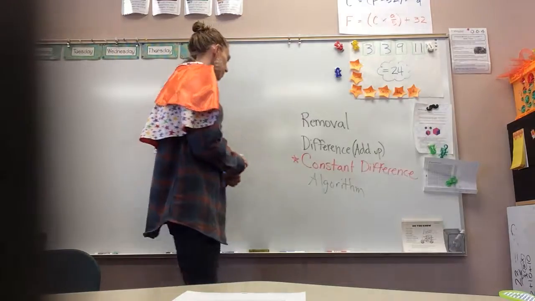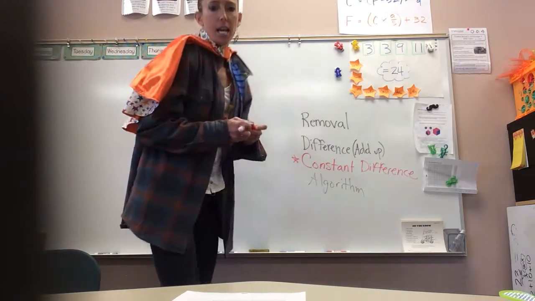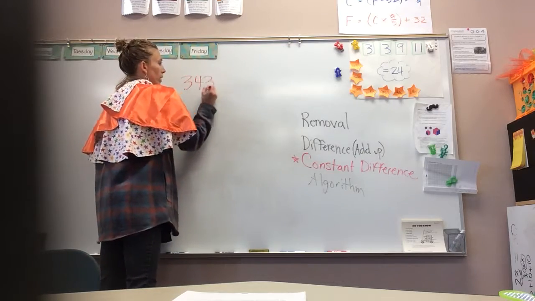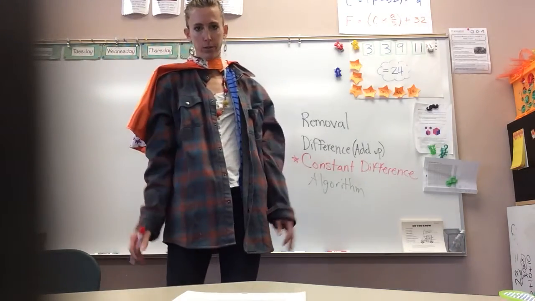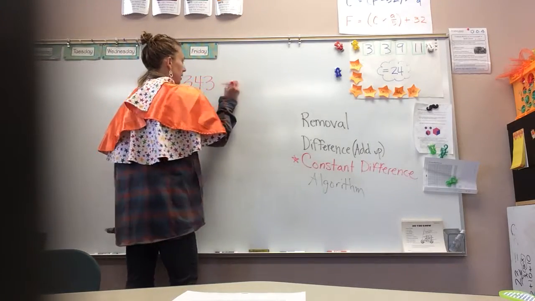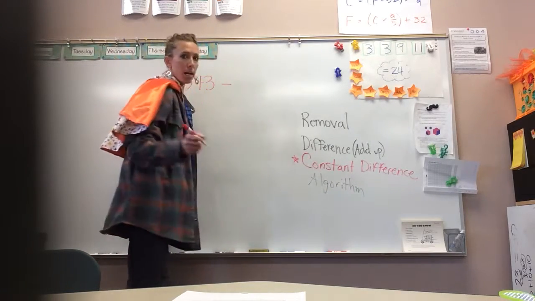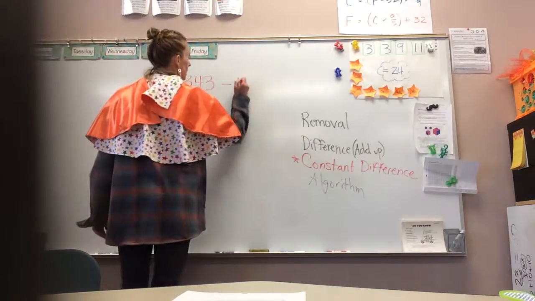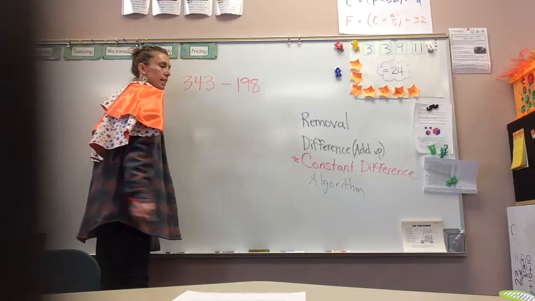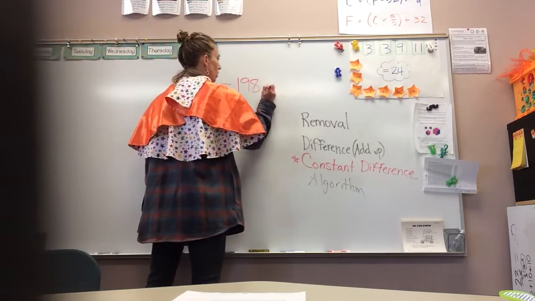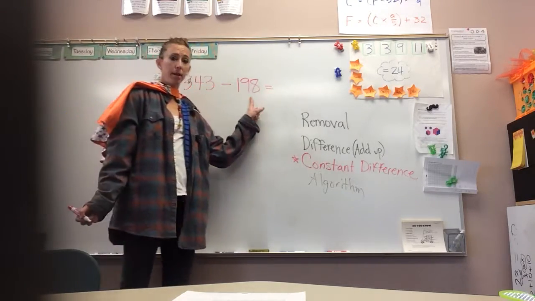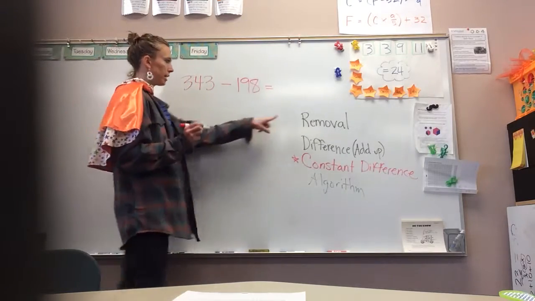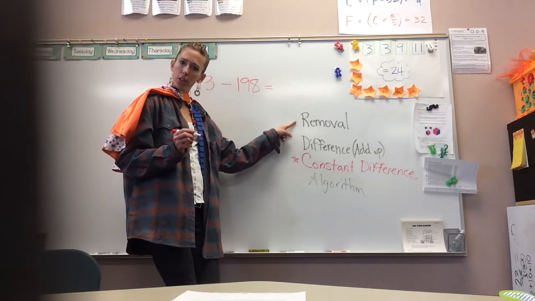So this problem becomes a subtraction problem because we're trying to find the difference between 343, the points those Jaguars scored, and my team's score right now. And my team's score was, you remember it? 198 points. Now I want to know how many more points does my team have to get to tie with those Jaguars.